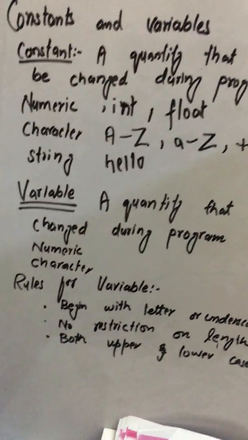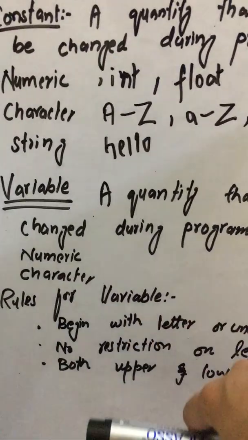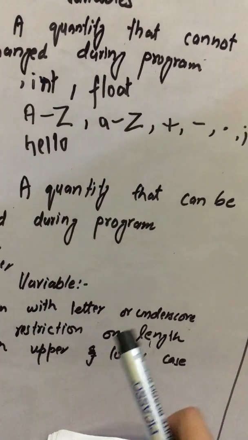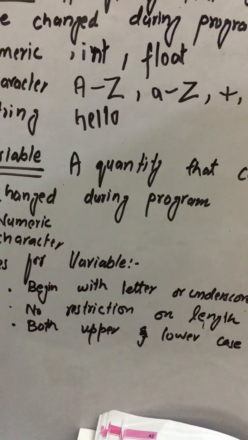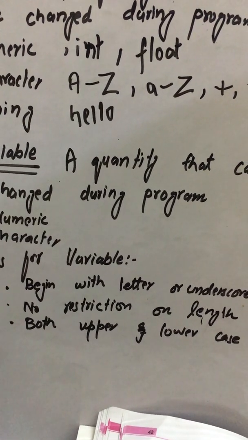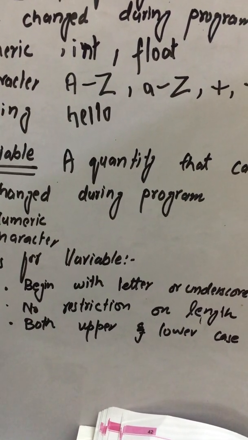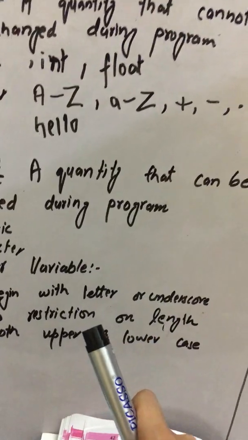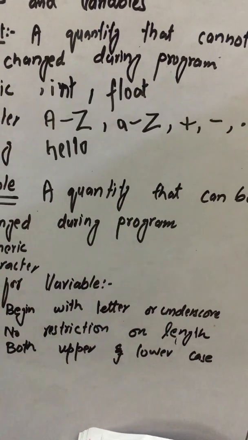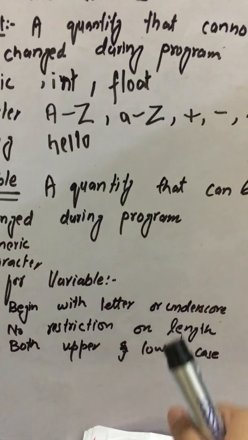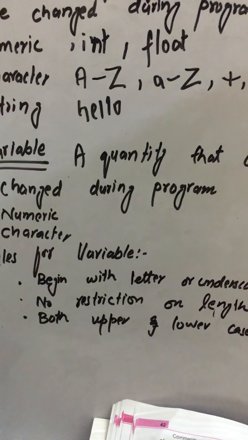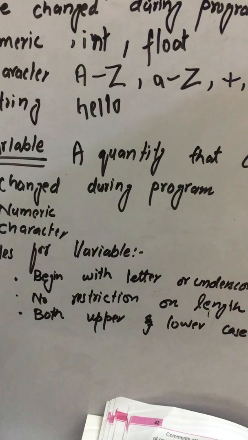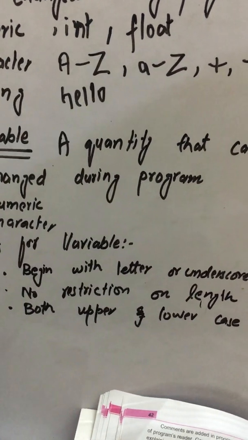And then there are some rules when you are declaring a variable. Your variable name should begin with a letter or the underscore. You cannot begin your variable with any other special character. It should always start with a letter. Your letter can be small or it can be capital. Then there is no restriction on the length of the name of a variable. It can be as long as you want or as short as you want. Minimum of 1 and maximum of as many characters as you want.